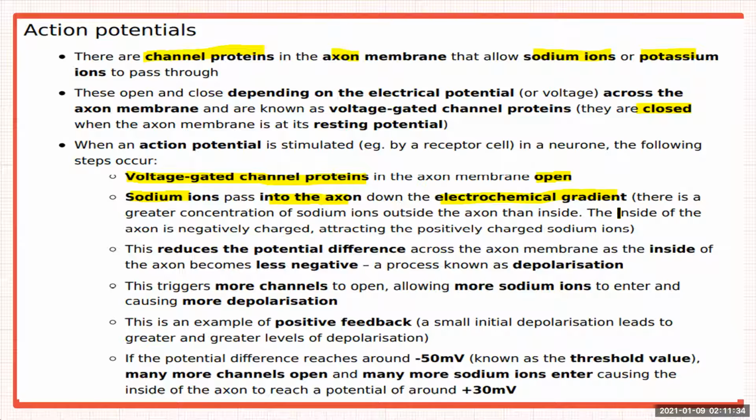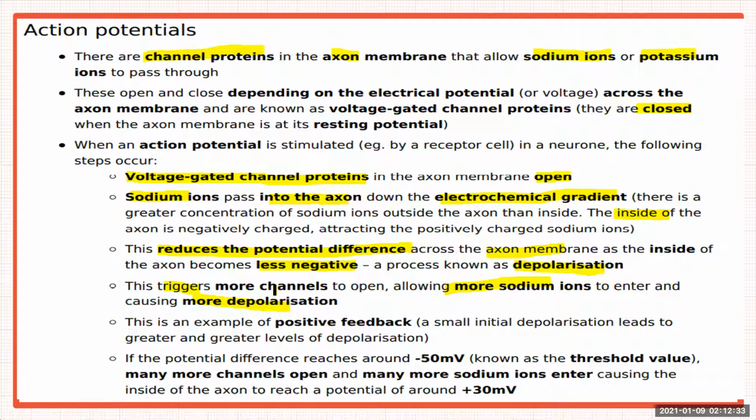And this causes the movement of sodium ions inside the cell now. What happens because of that? This reduces the potential difference across the membrane and the inside of the axon becomes less negative. So remember that value, plus 30 millivolts. This is what is known as depolarization, right? What happens because of that? More channels are open. This triggers more channels to open, and thus this allows more sodium ions to enter, and it causes even more depolarization. So it happens step by step.